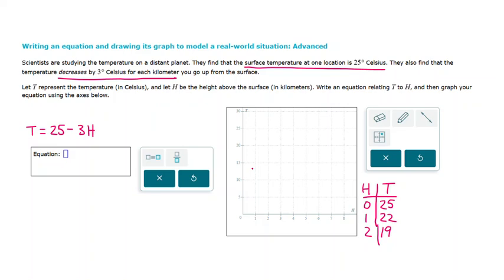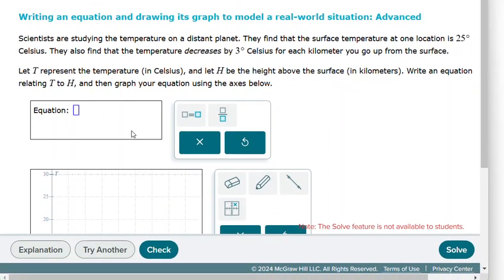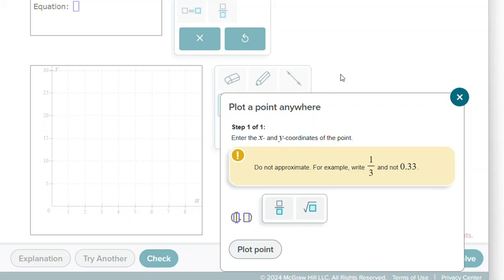As far as doing my graph, I'm going to switch here to the actual problem. And when you're doing these problems, sometimes, like in this case, I can see that the scale of my graph is not necessarily going to let me plot the points that I want to plot. So I'm going to recommend using the plot a point feature here for these problems. It's going to be really helpful.